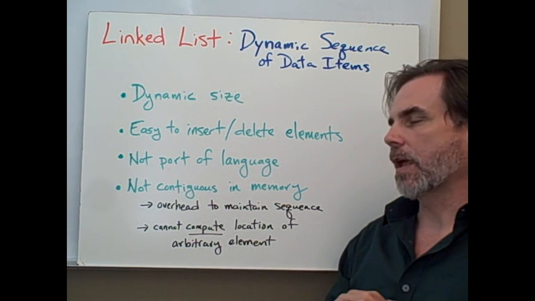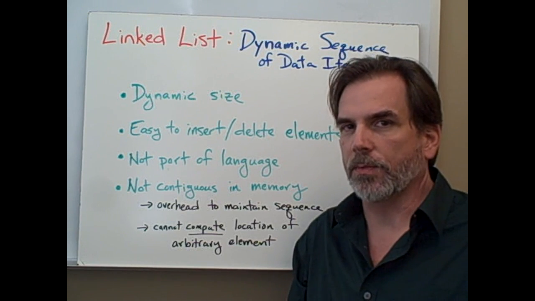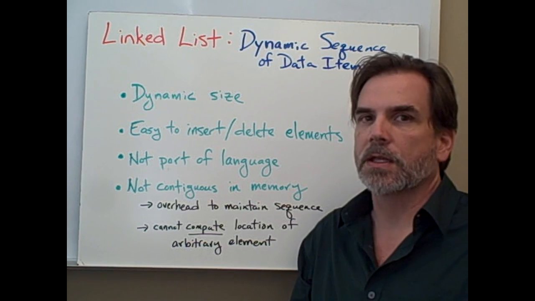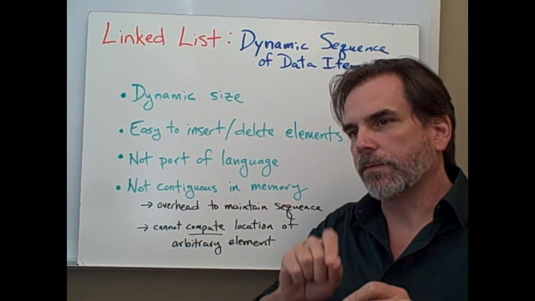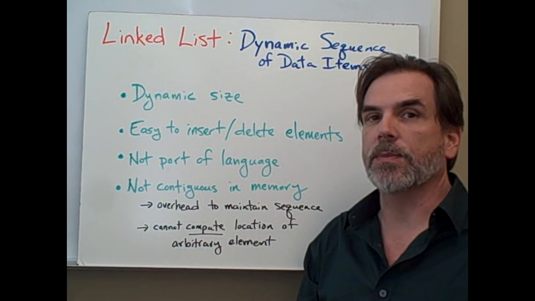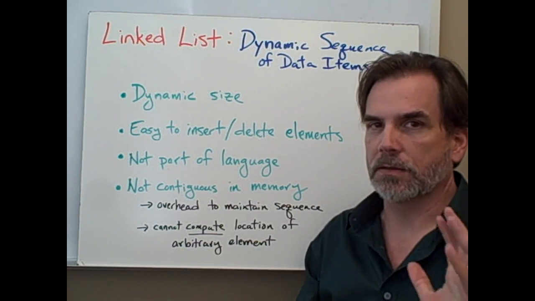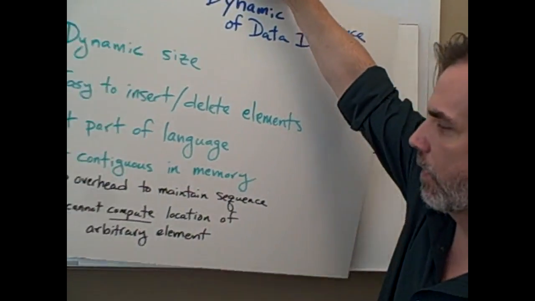And the other thing is that we cannot compute the location of a particular element of the list like we can with an array. So instead of calculating it, we have to follow the list and use the bookkeeping information that we keep here to find the particular elements, because they can exist anywhere in memory. So let's see how we do this.